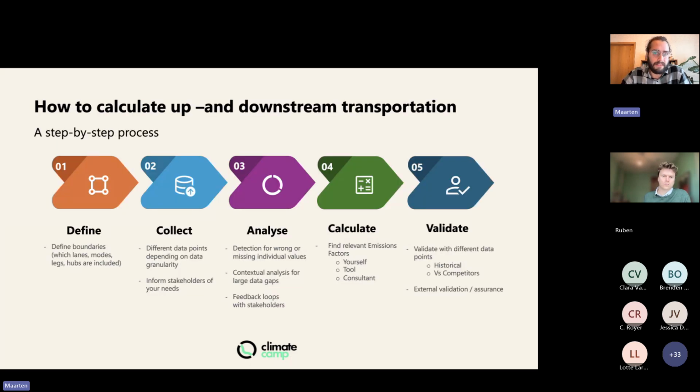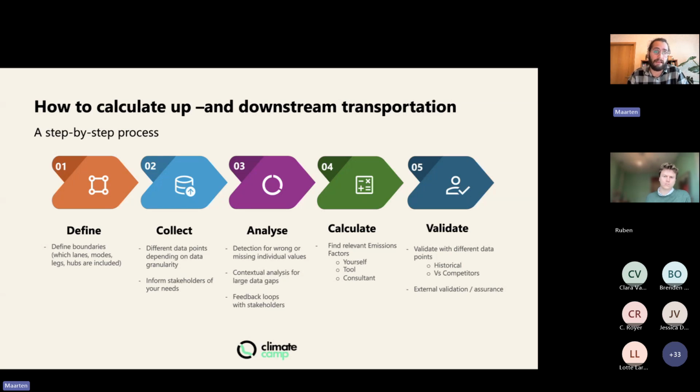Now, how do we calculate up and downstream transportation? We try to use the same methods for transportation as we do for purchased goods and services or other corporate carbon footprint calculations, where we first start with defining the boundaries, which is material, which lanes, modes, legs, and hubs are included, where can we get data. And then we move into data collection, where we have different data points we collect depending on the type of calculation you do, which then leads to informing your stakeholders of what you need from them, logistics providers, internal stakeholders, and so on.